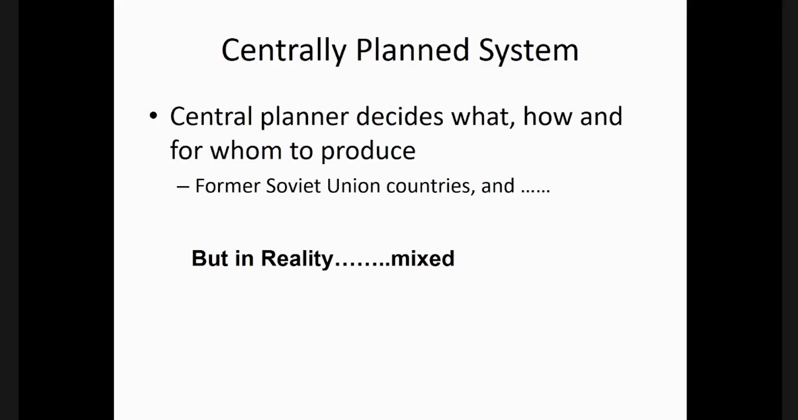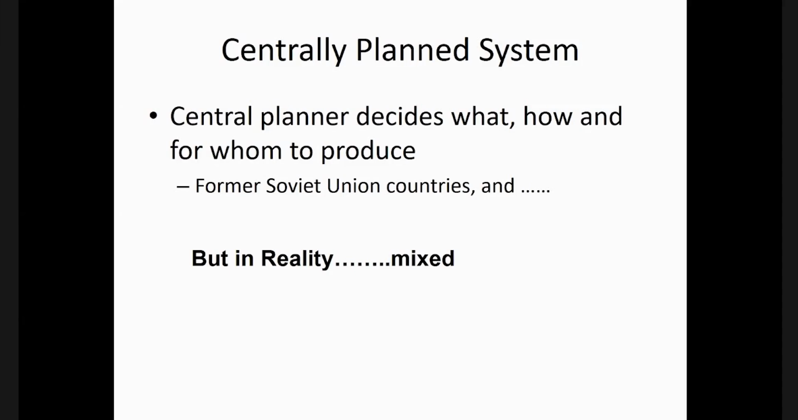If you know about the former Soviet Union, the Russian Federation countries, and China in history, not now, and Cuba to some extent even now, the central planner or the government decide what to produce, how to produce and for whom to produce.